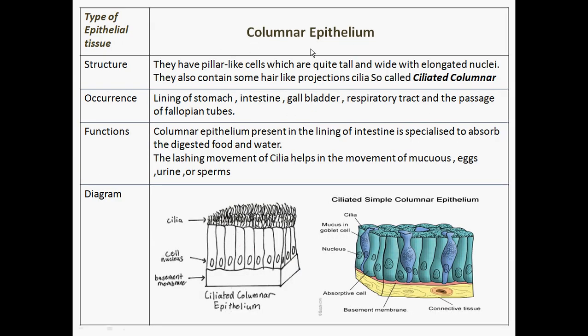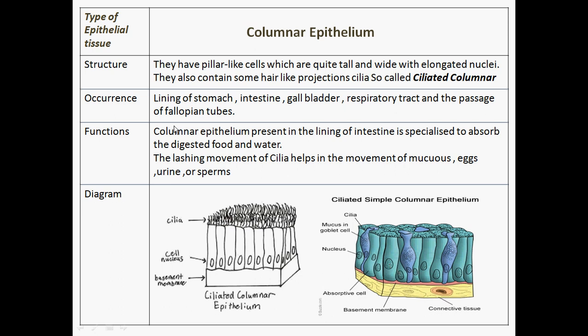This is a common function in all the basic types of epithelial tissues. Now, the third type of epithelial tissue is the columnar epithelium. From the name and from the figure we can see the cells are pillar-like, quite tall and less wide, with elongated nuclei. The nuclei are large and present at the bottom of the cell. You can see in this figure, the nucleus is placed at the bottom.